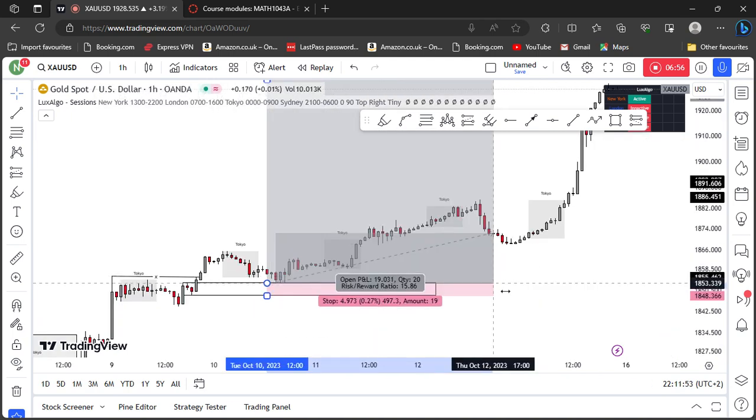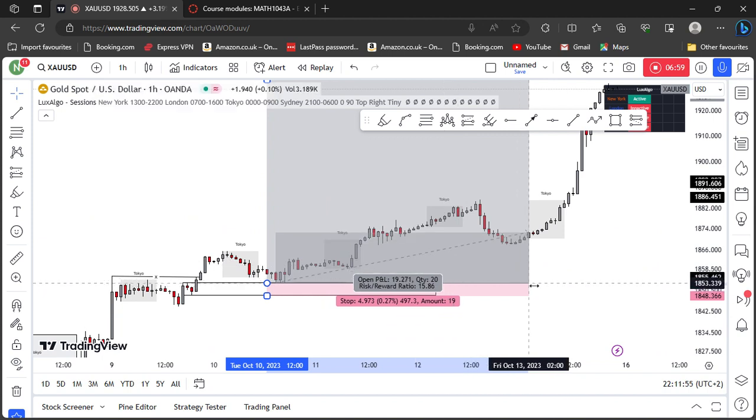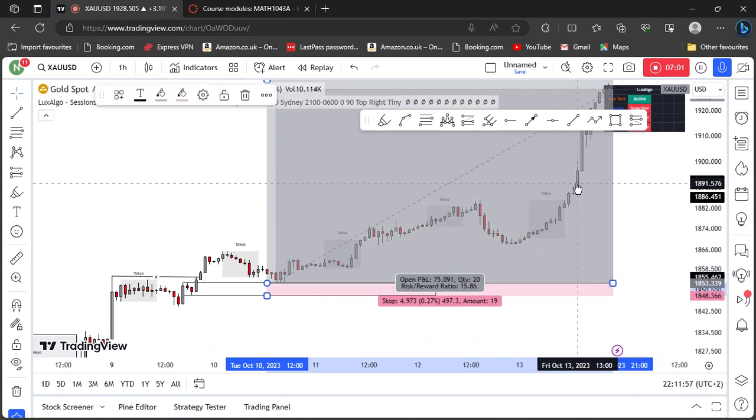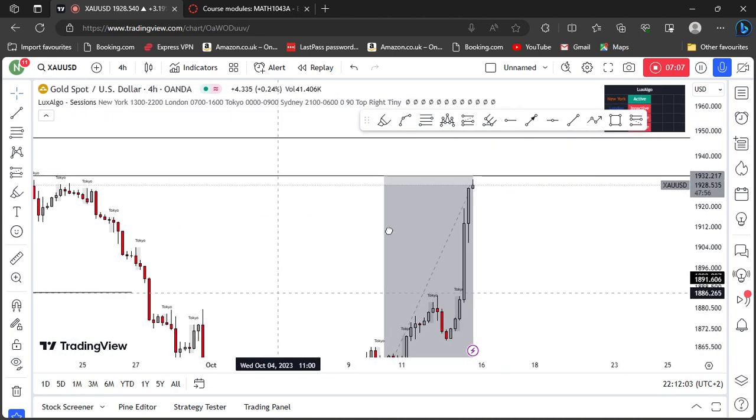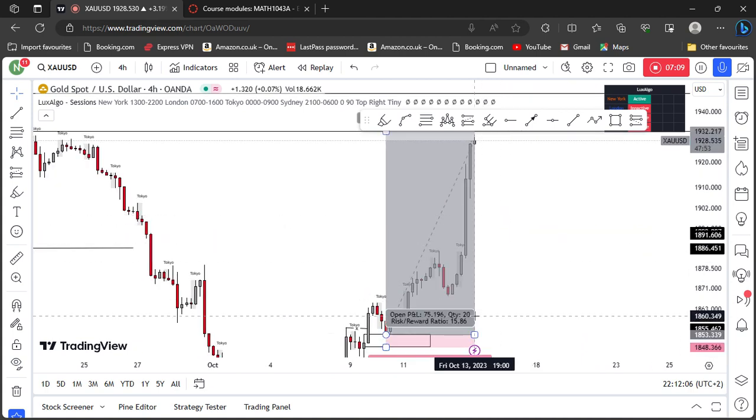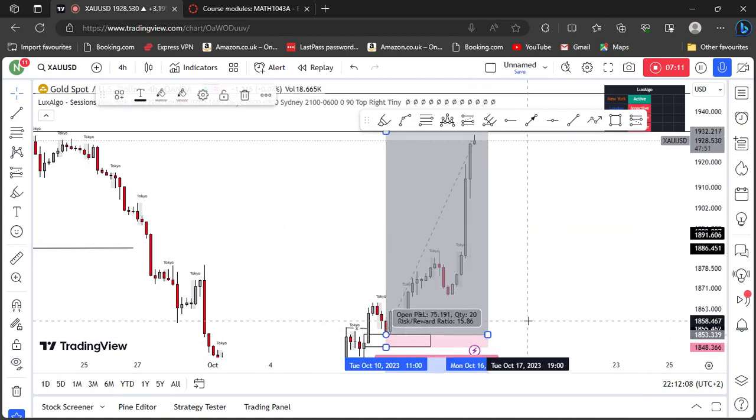And look at what the price did, guys. The price did the exact thing. The price moved. Okay, going back to 4 hour. The price did exactly that. So that's how it is, guys. That's how I managed to catch that trade.